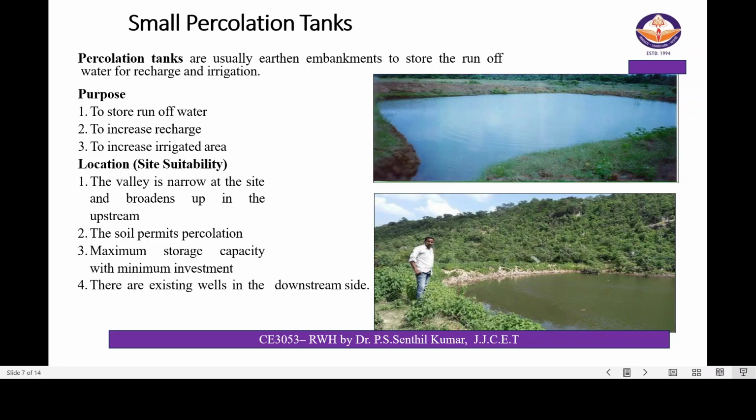Location, that is site suitability. First one is the valley is narrow at the site and broadens up in the upstream. Second one is the soil permits percolation. Third one is maximum storage capacity with minimum investment. Fourth one is there are existing wells on the downstream side.